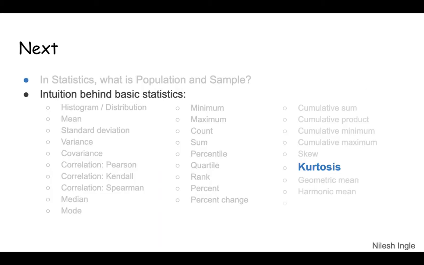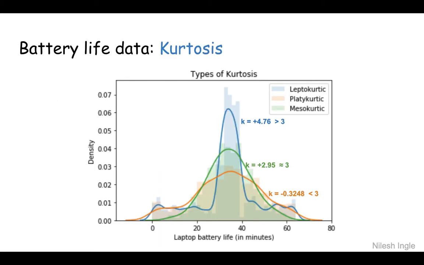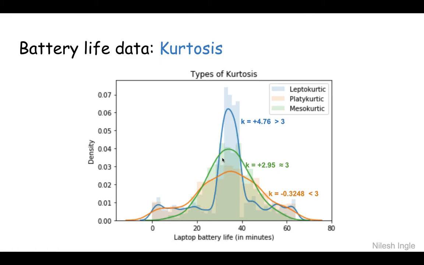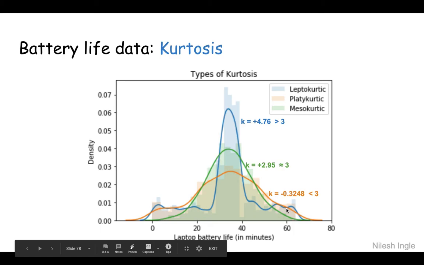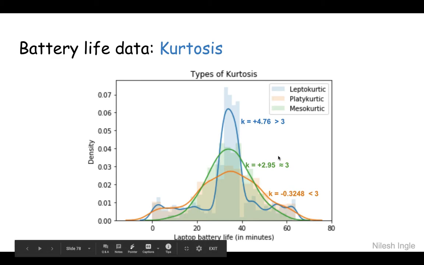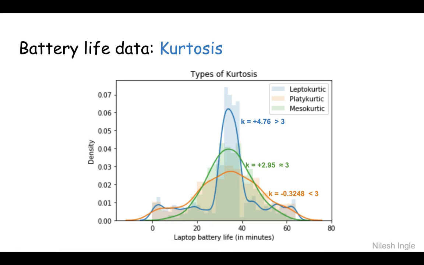Next, let's look at kurtosis. So kurtosis, again similar to skew, helps us identify what's going on with the shape of the data set. Here we have a plot with three curves, three data sets plotted on top of each other. The one in green is what we would normally expect the data to look like, a nice bell-shaped curve, and in this case it has a kurtosis value around 3, which is 2.9, and that is called mesokurtic.